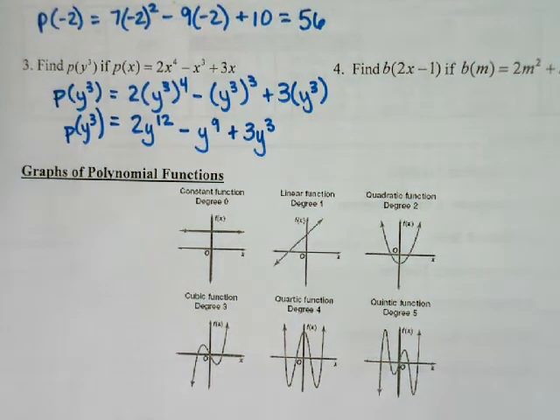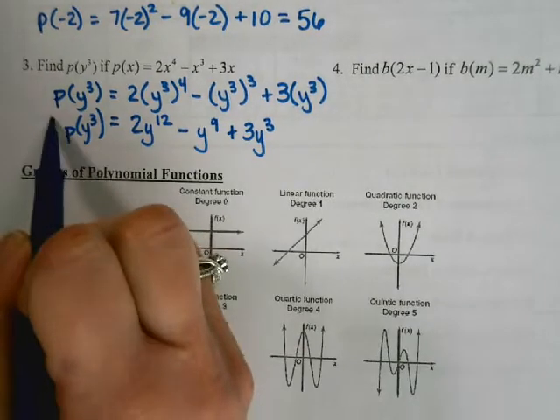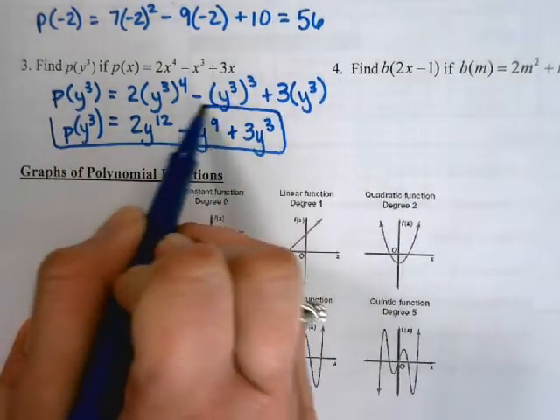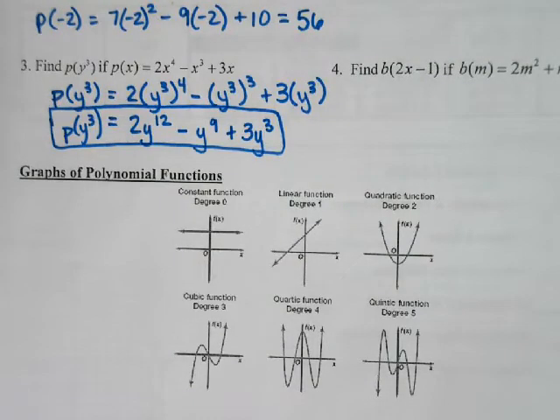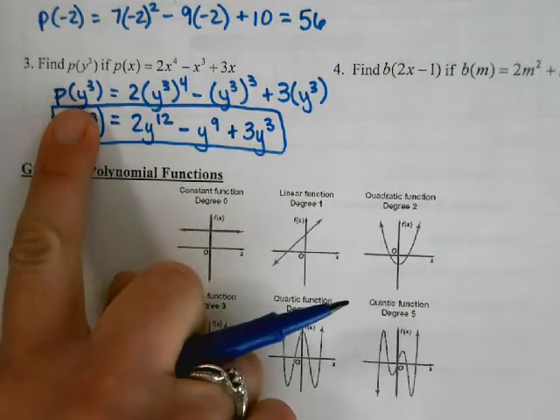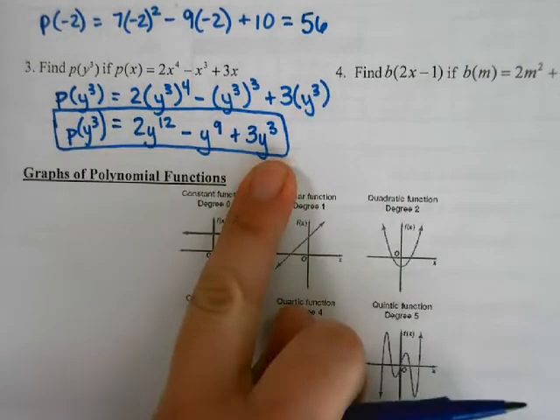Can I combine any like terms? I've got a y to the 12th, a y to the 9th, and a y cubed. So no, we're good. That's all we can do. So we plug it in and we simplify. We put a variable or an expression in, and we get an expression out.